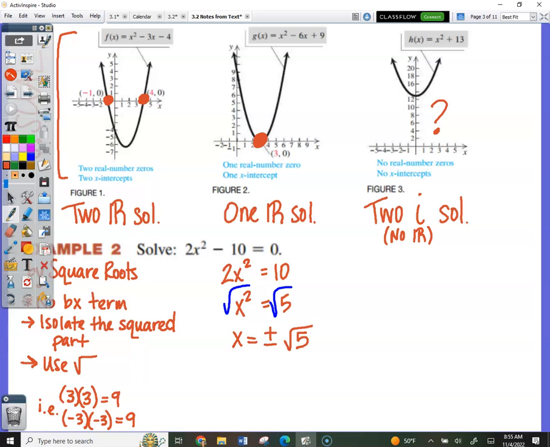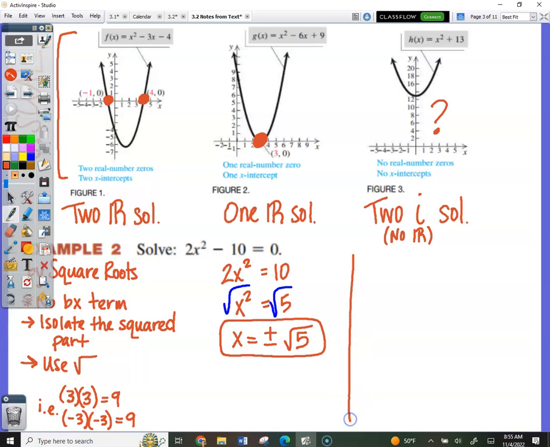The nice thing about solving by square roots when you get ugly numbers is you're done. That's it. I can't do anything else. They don't want decimals because that would be inaccurate. They want the radical. They do want it in simplest radical form. You do have to recall back to yesterday's lesson. Like if that had been square root 8, we would need to break it into 4 times 2, and the square root of 4 is 2. So you would have to do that.